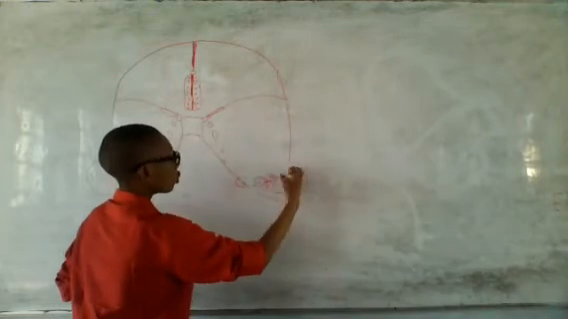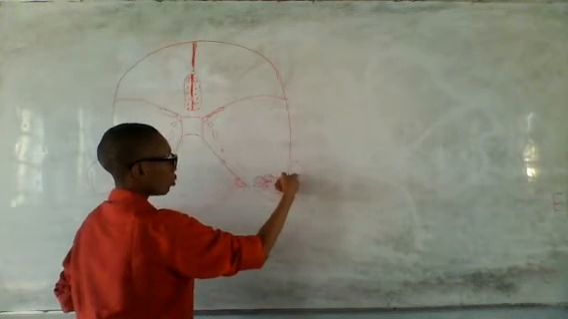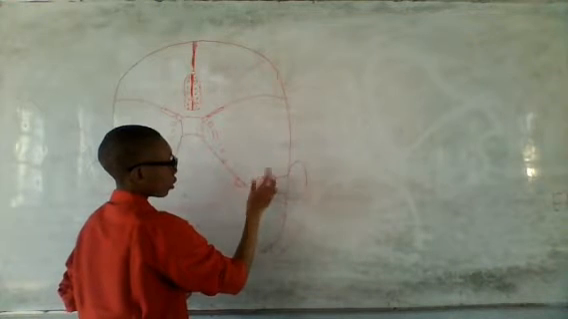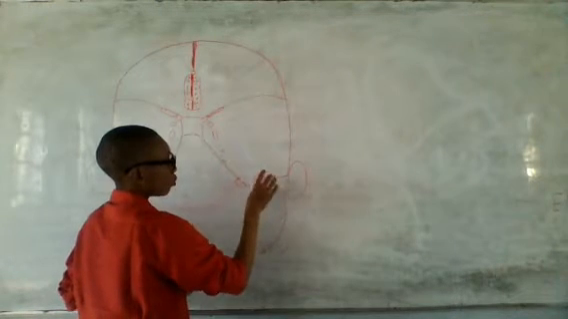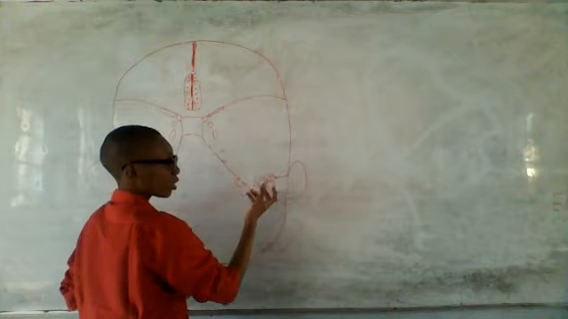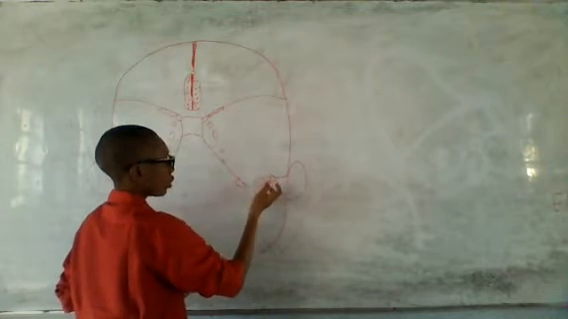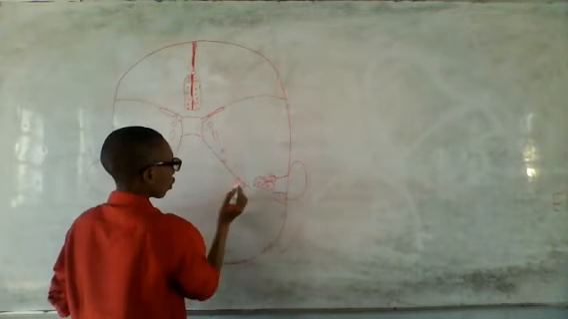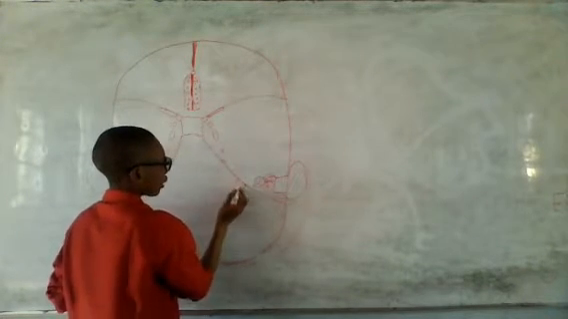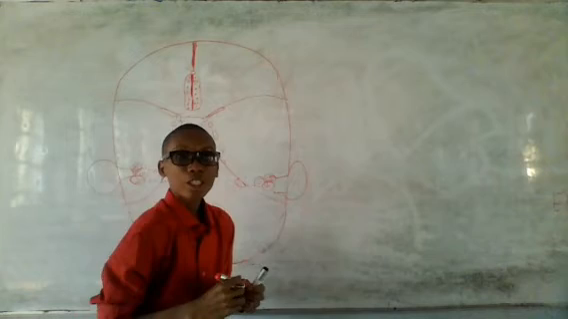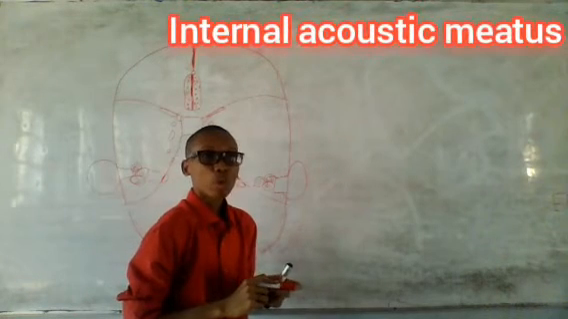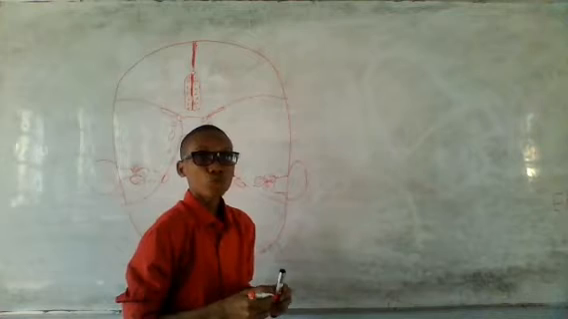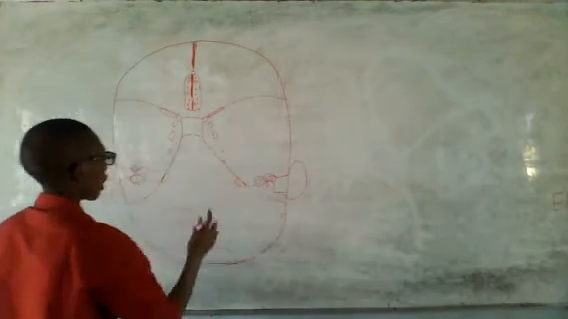So that opening goes deep into the ear, all the structures of the ear, the middle and the inner ear systems, and other structures of the ear. Then it's going to come out here into the posterior cranial fossa as the internal acoustic meatus, or it's also called the internal auditory canal. So that is the one you find here.